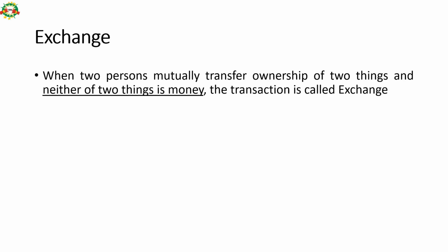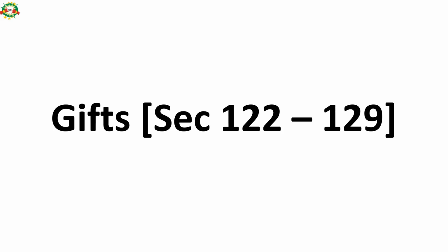Next is exchange. Exchange happens when two persons mutually transfer ownership of two things and neither of the two things is money. The transfer is called exchange. So if two things are getting exchanged and neither of these two things being exchanged is money, the transfer is called exchange. So one definition, please remember, it may come.